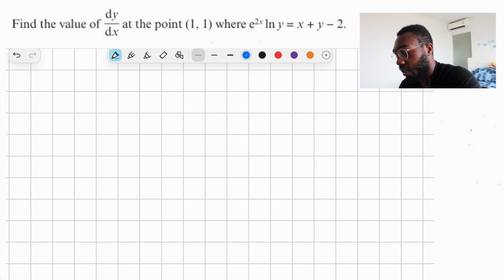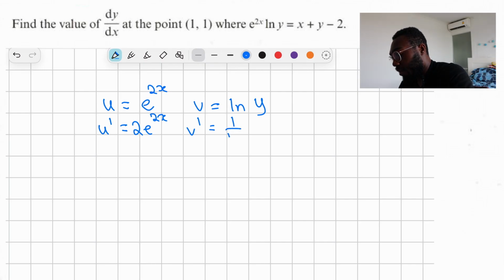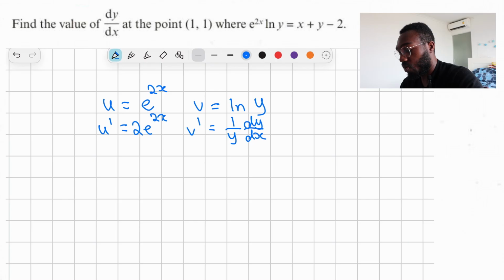If we use product rule, then let's let u equal e to the 2x. Let's let v equal ln y. Then if we differentiate this, we would get a 2e to the 2x. And if we differentiate this, we would get a 1 over y, and then just add the dy over dx. So now that is u times v dash.